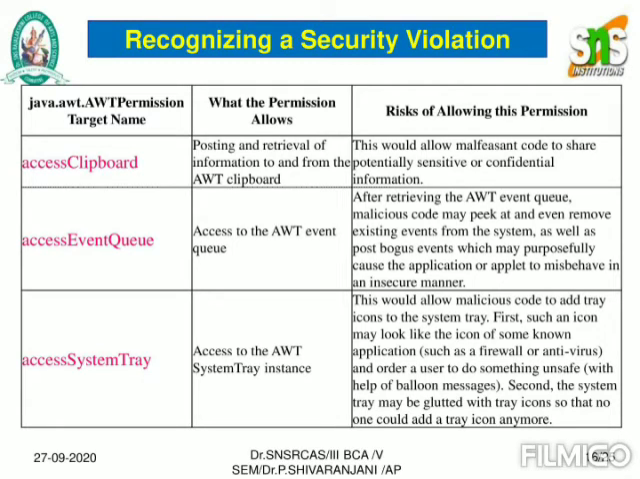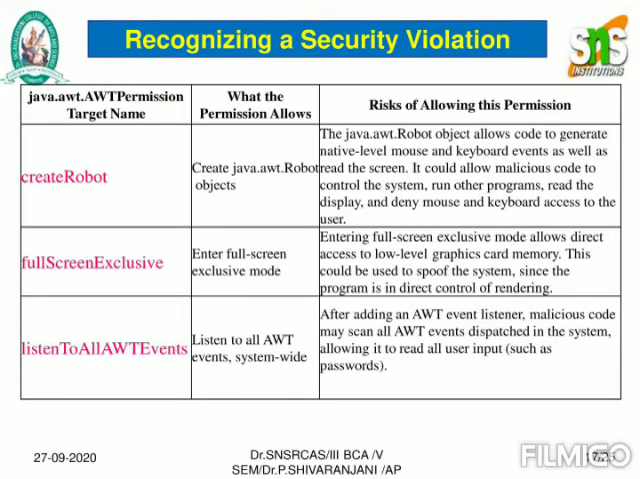So these are some of the permission targets which allow you permissions over access control. The first one is access clipboard. The second one is access event queue, then access system tray. The next permission target is create robot. This will help you to create input at the native level. The next one is full screen exclusive, and listen to all AWT events.